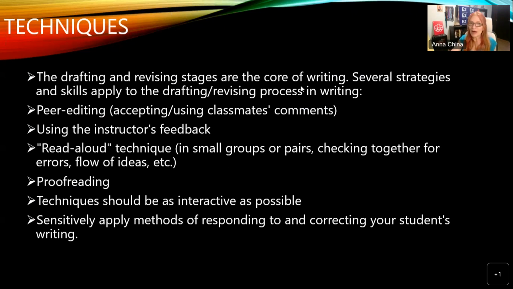The drafting and revising stages, they are the core of writing. So after they have generated ideas, they have ideas to write about, then you're going to work with the drafting. They're going to start sketching, jotting down their ideas. Then they will exchange their ideas with their peers. And then the instructor, the teacher, will be there to follow up and also contribute.